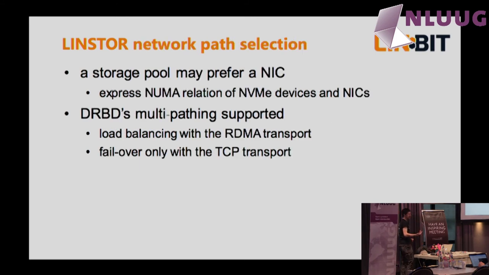You can work with multiple network paths, so different resources can use different networks. You might want to have one prioritized network for important resources that is really fast, and maybe your archive resource that doesn't need to be fast is on another network that is a lot slower and cheaper to run. So you can have multiple network cards managed by LINSTOR.